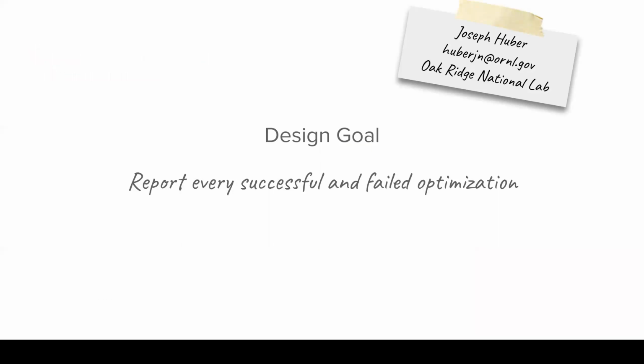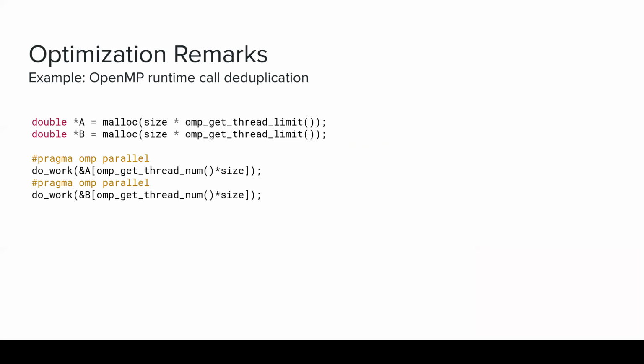One of our very fundamental design goals here is that we want to report every successful and failed optimization. And this is something Joseph Huber from Oak Ridge is mainly working on. And how that looks, I can most easily describe with a simple example.